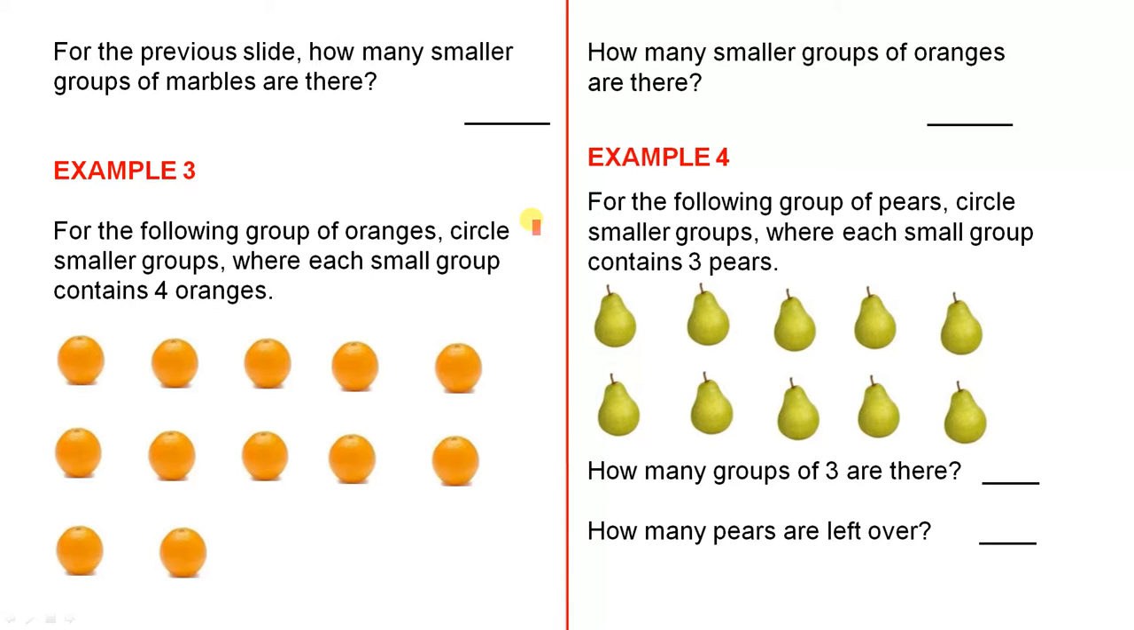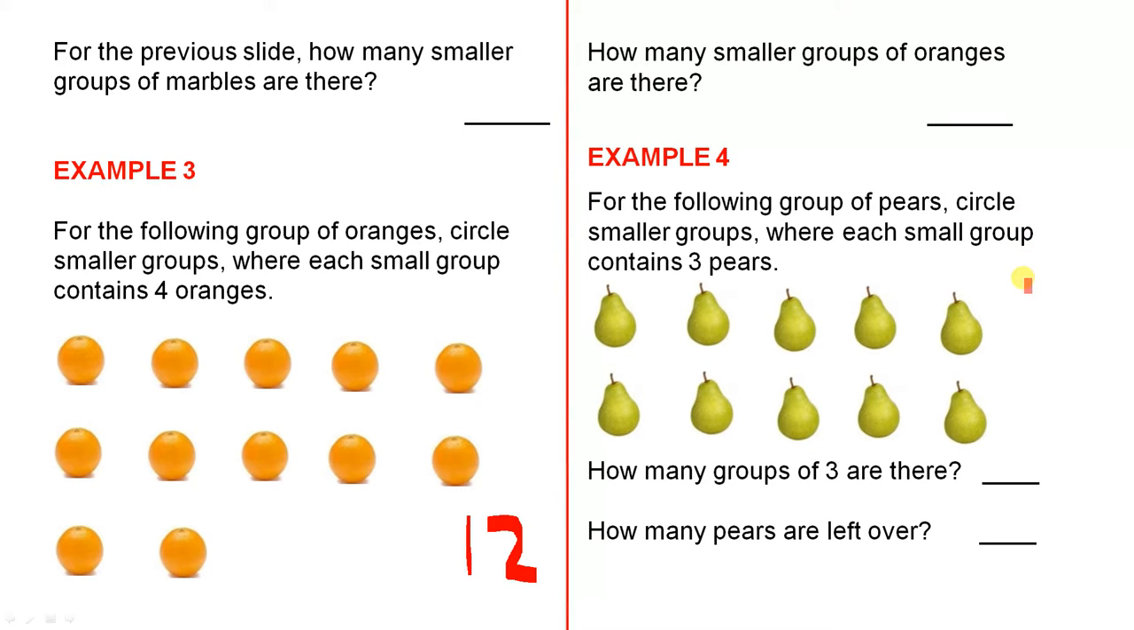For the following group of oranges, circle smaller groups where each small group contains 4 oranges. Now if we count all those oranges up, we will see there are 12 oranges there. And once we circle groups of 4, remember each group has to have 4 oranges, we can be asked the question, how many smaller groups of oranges are there? We write the answer there.